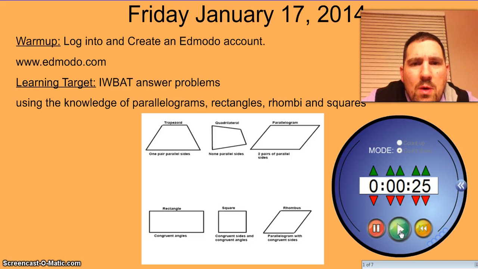So in case you don't remember what we're supposed to do, that's okay. In about another 20 seconds, I'm going to change slides and we will exactly see what we need to do. Today's learning target: I will be able to answer problems using the knowledge of parallelograms, rectangles, rhombi, and squares. It's everything that we have done the last 2 days, so you will need your notes.